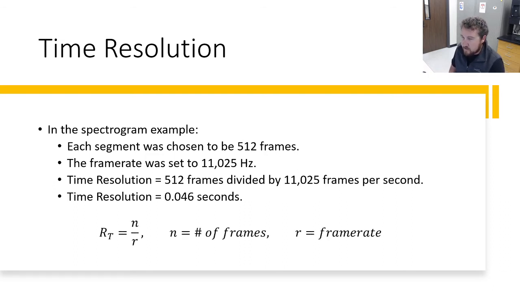It's got a really simple formula. R sub t is equal to n over r, where n is equal to the number of frames, and r is equal to the frame rate. So by increasing the number of frames, you can increase the time resolution value, or you can shrink down that resolution by increasing the frame rate.